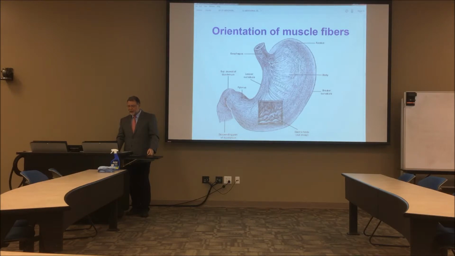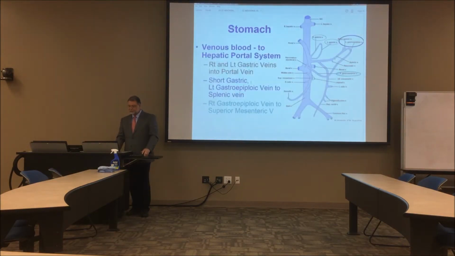The cardiac sphincter is very close to where the fundus and the lesser curvature is, and then you're going to have the pyloric sphincter at the end of the stomach going into the superior aspect, or the first part, of the duodenum.